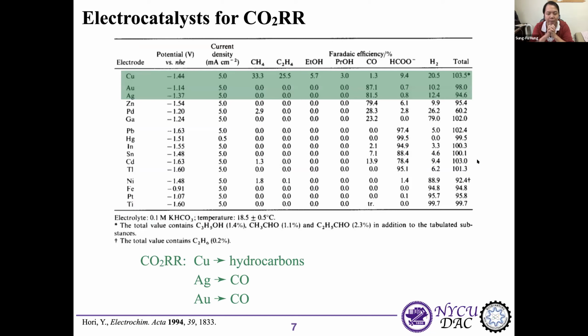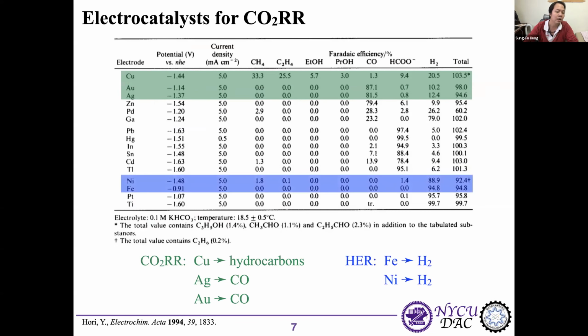Okay, so about the carbon dioxide reduction reaction, copper is the only metal able to reduce carbon dioxide to hydrocarbons. And silver and gold can generate carbon monoxide. But we can see nickel and iron are not good catalysts for the carbon dioxide reduction reaction, but they are good catalysts to generate hydrogen.